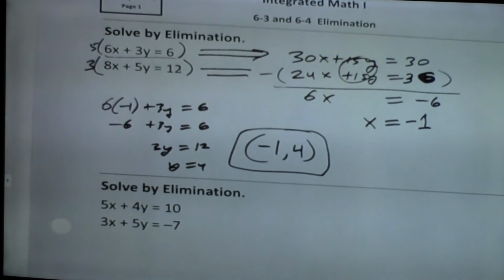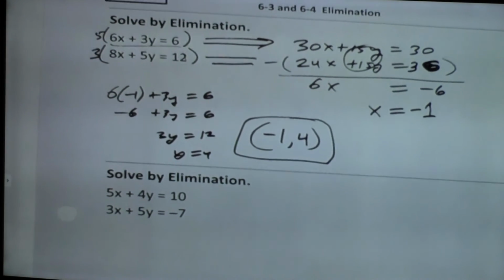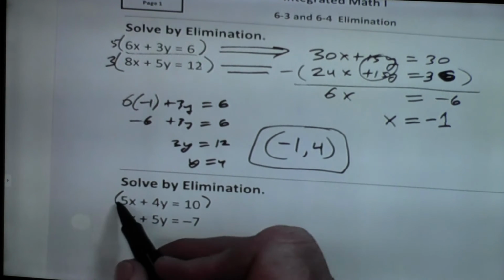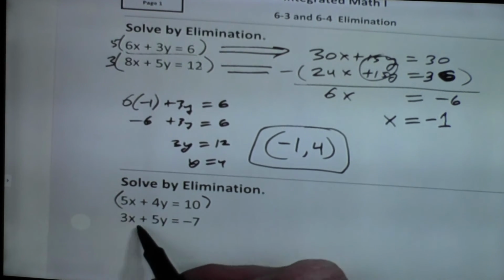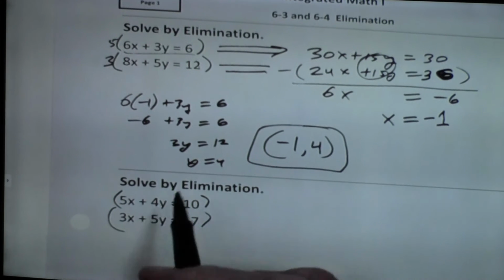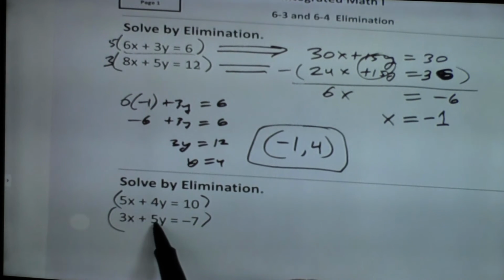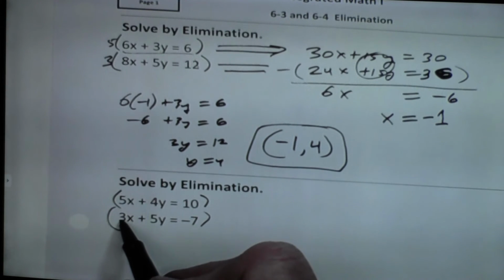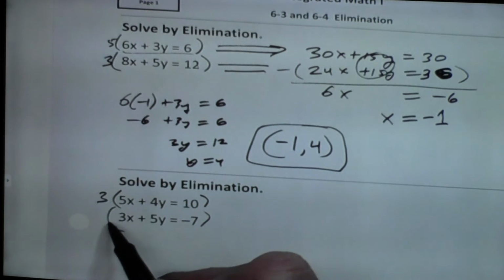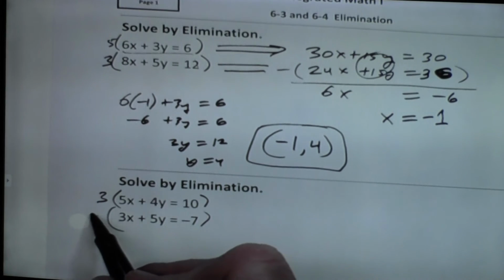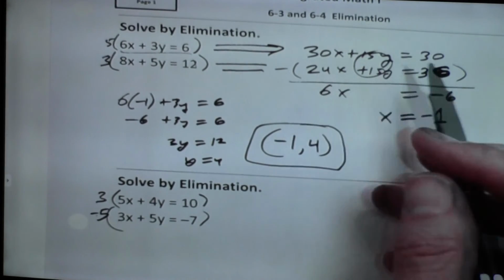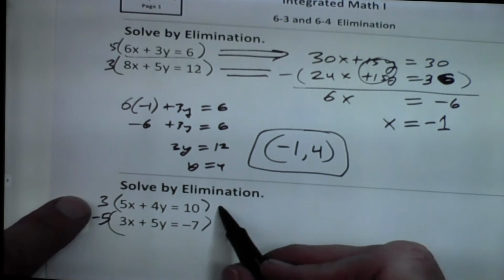And now on the next one here, I'm going to multiply. Now, here's the thing. I'm going to have to multiply both, but I could choose to make this 20 and this a 20, or this one a 15 and this one a 15. I'm going to go with the 15s again, just because of the smaller numbers. This time I'm going to use a negative for one of them so that I can add instead of subtract at the end. Watch how it works out.